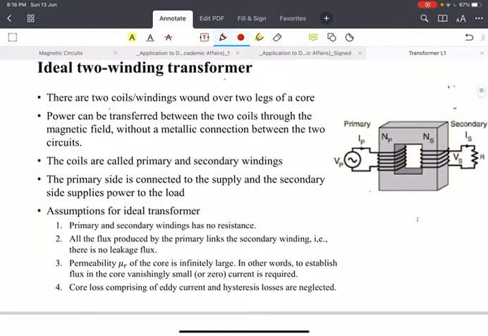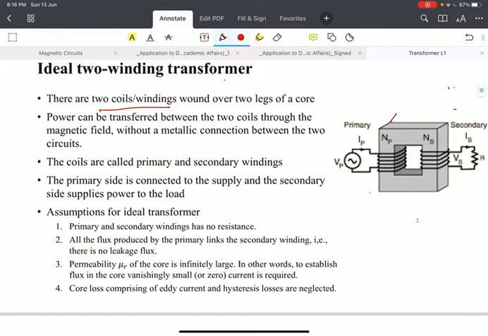So let us understand the ideal two-winding transformer. A transformer consists of two coils wound around the two legs of a magnetic core. This is the magnetic core. These two are the coils. This is the primary coil. This is the secondary coil.